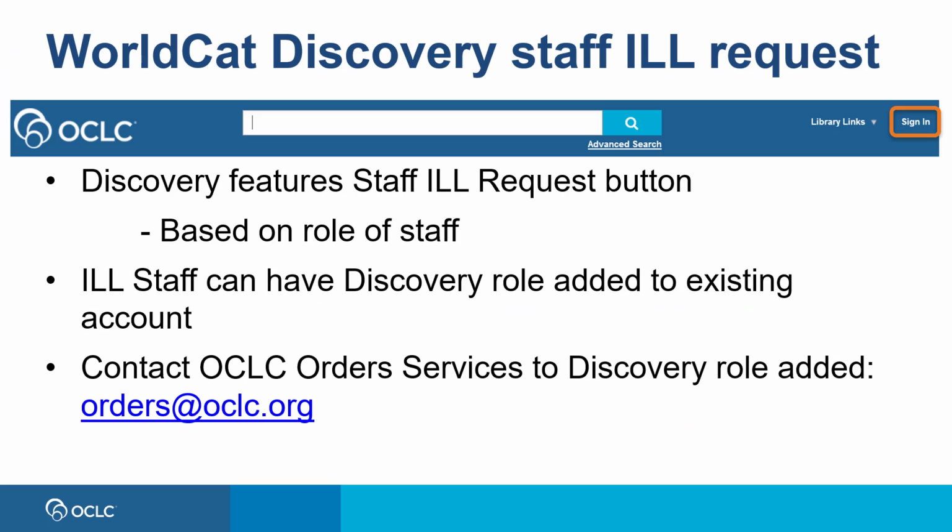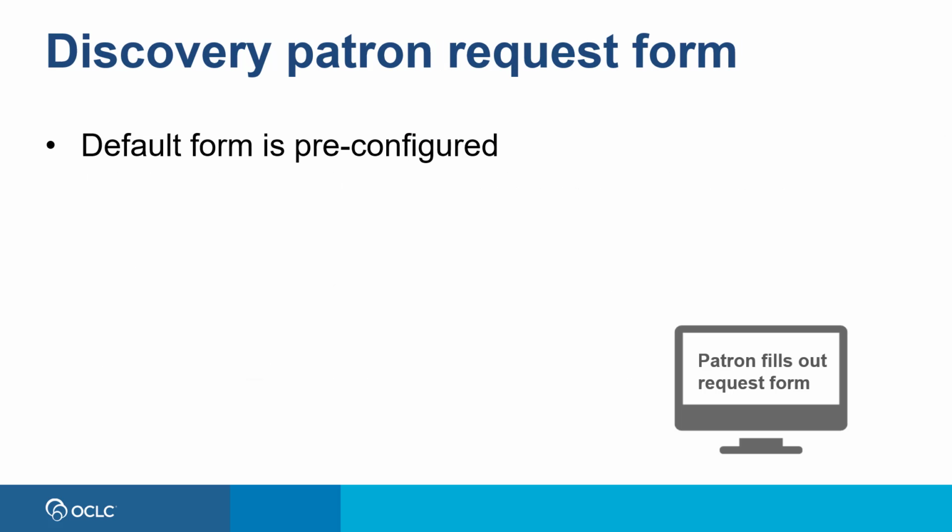Discuss why staff would want to use Discovery for searching rather than discover items in WorldCat ILL. Discovery has access to the full central index and is able to transfer article citations into the ILL workflow. The last step in submitting a request in WorldCat Discovery is filling out and submitting the Discovery Patron Request form.